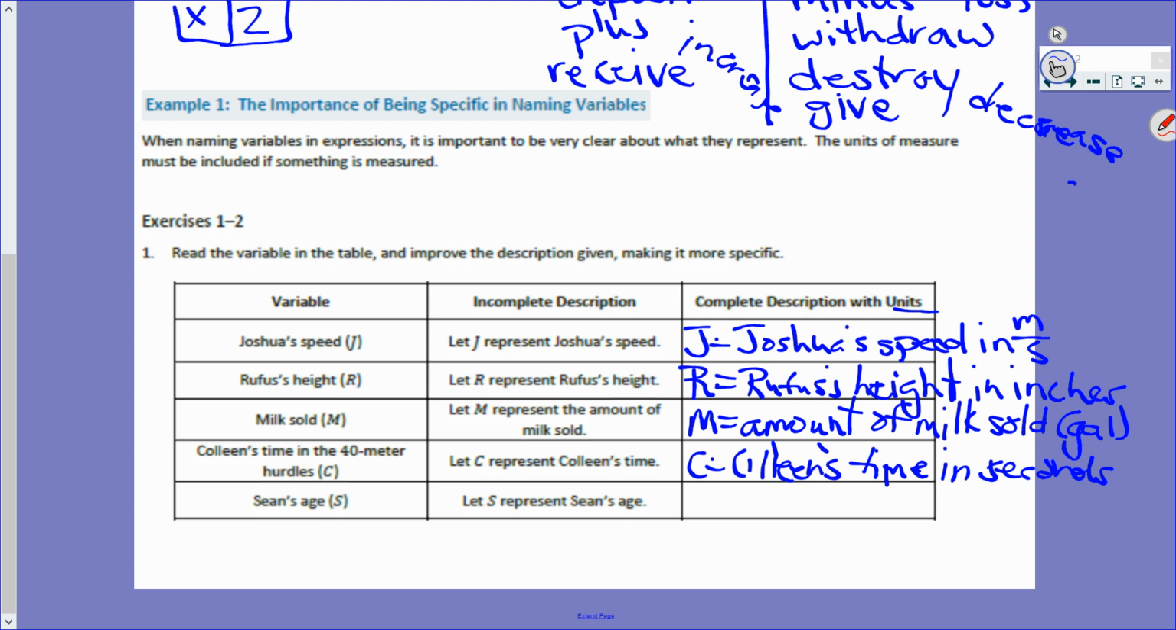Lastly, Sean's age. So rather than just say S is Sean's age, how would we say it? Years and months. Good. Normally, if Sean was a baby, like when Miss Caruana and I talk about Cora, we still talk in months, because Cora is now 6 months old. But once you get past basically 2 years, you normally just start talking about in years. So we'll assume Sean's older, so we'll say S is Sean's age in years.